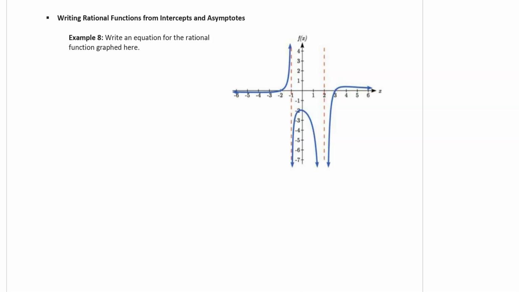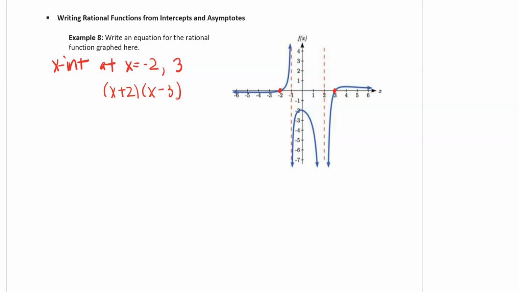First thing that I know is that I have x-intercepts at, let's see, one at x equal to -2, and one at 3. I'm going to take those two x-intercepts and put them into factors. So that would be x plus 2 and x minus 3.